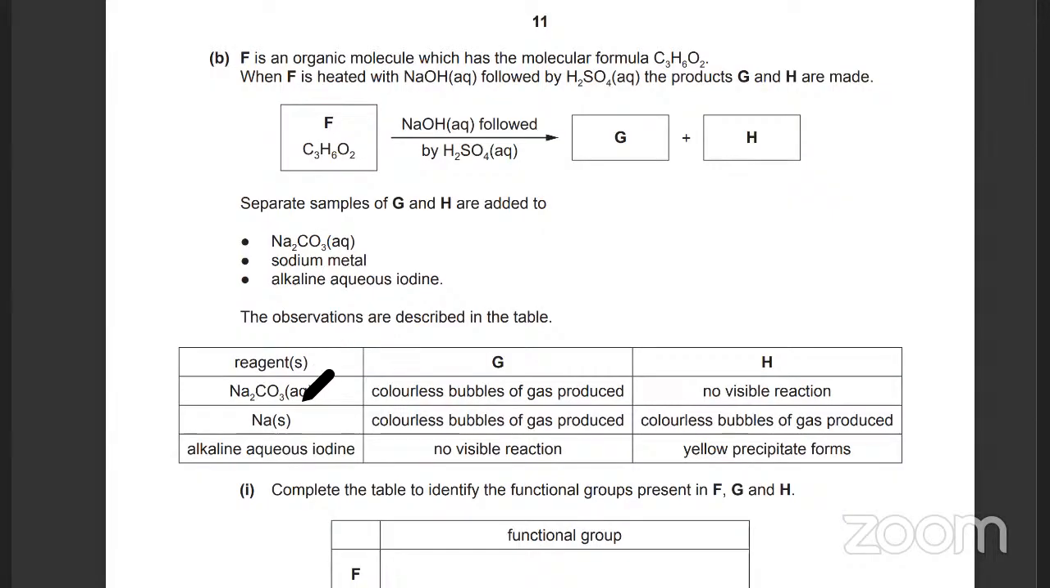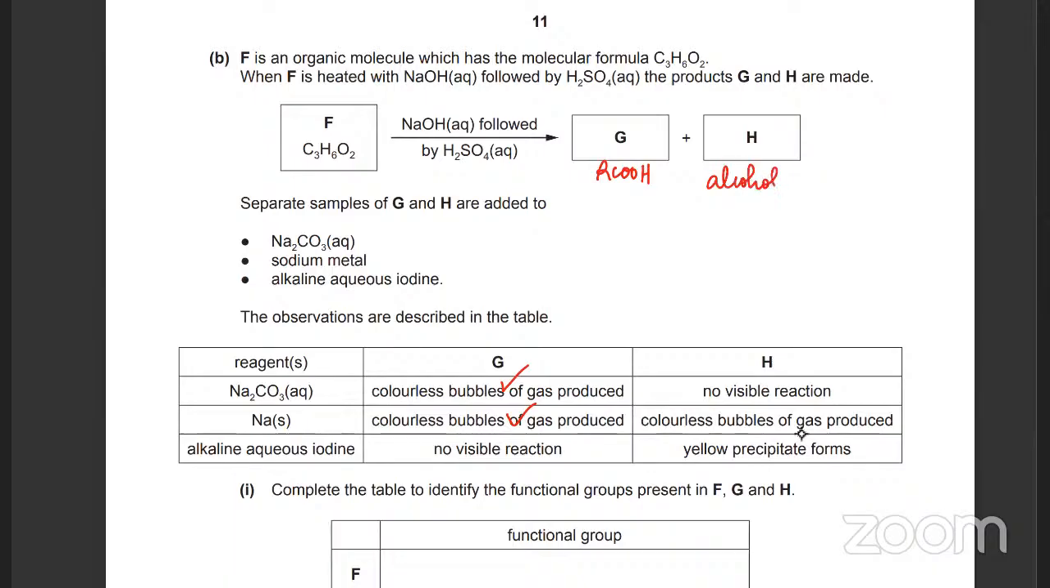So first thing, sodium carbonate, you're getting bubbles of gas. So who reacts with sodium carbonate? Like what group would react? Carboxylic acid. So G is a carboxylic acid. That's the one that's going to react. H is not. So that's confirmed. Na reacts, and in both cases, it's forming bubbles of gas. So since it's a carboxylic acid, obviously it's going to react with the metal as well. So what is H then? It is also forming bubbles. Okay, that's an alcohol, right?